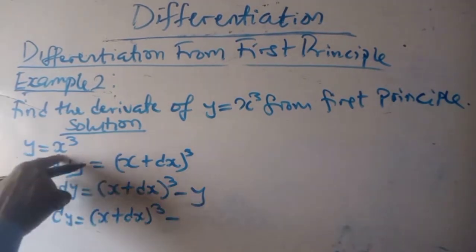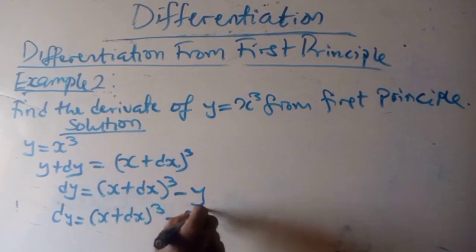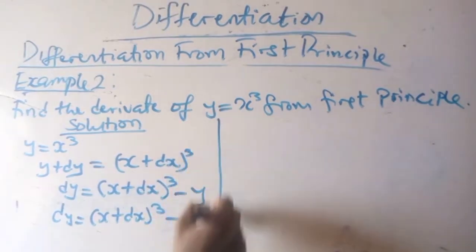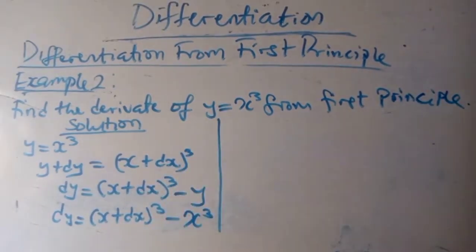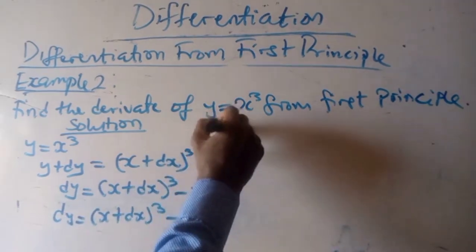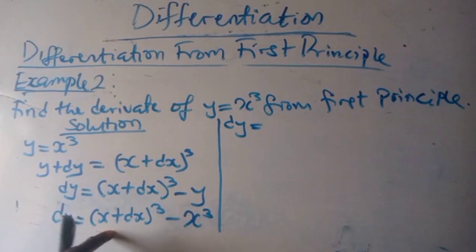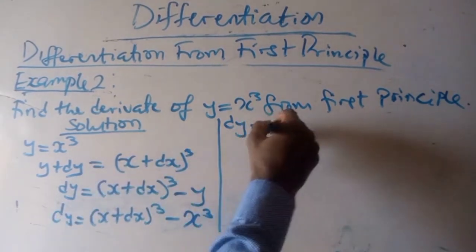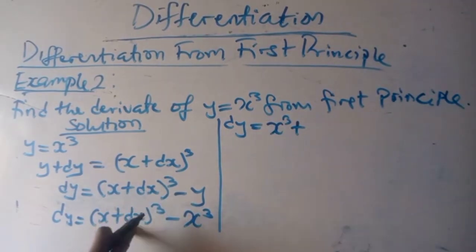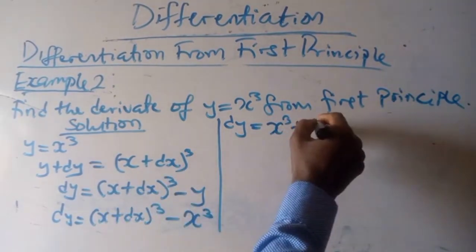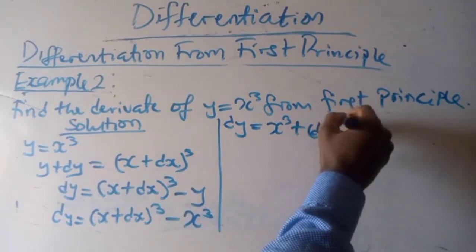What is our y? Our y is x cubed. So what do we do next? The dy, we need to expand this from our knowledge of polynomial. x is raised to power 3, plus dx raised to power 3.